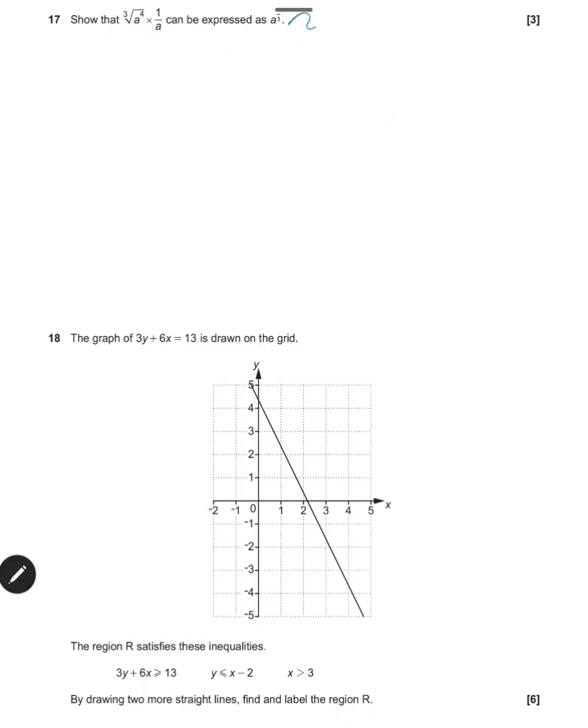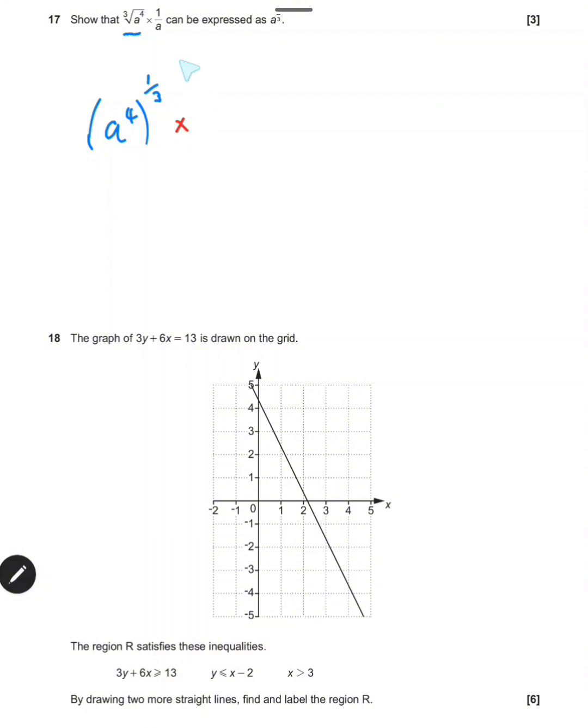Question 17, we've got some difficult indices work to do. So we need to just know several things to start with. We've got a to the 4 there, and we're cube rooting that. Now, cube rooting is the same as raising to the power of a third. So rather than write cube root, I've raised to the power of a third. So that's all of that bit changed, if you like.